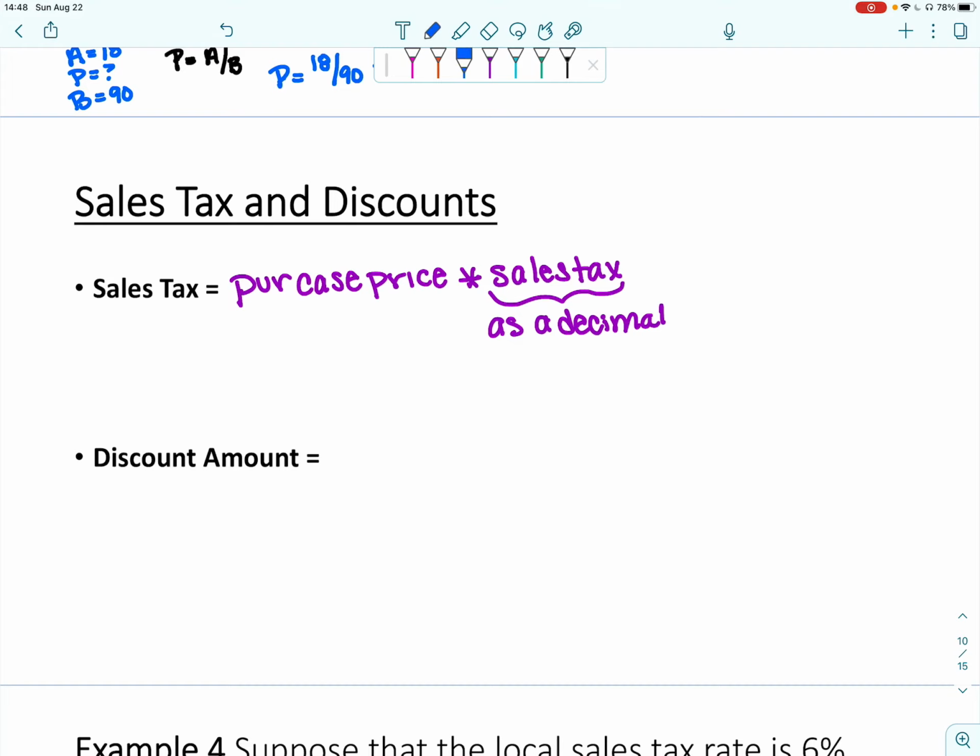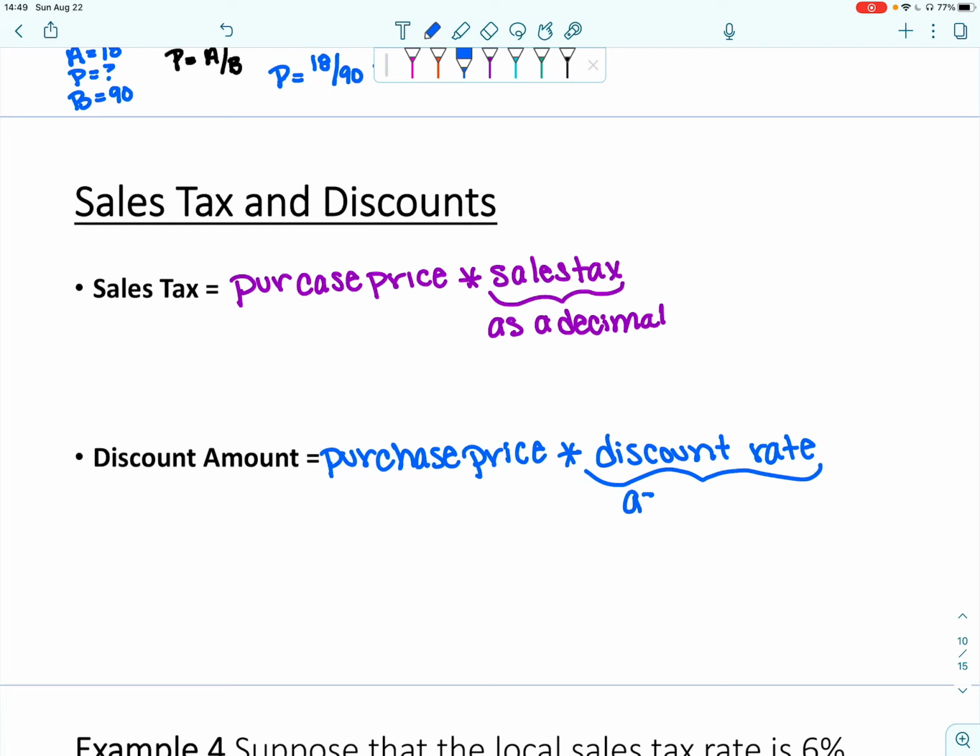And then discount amounts are very similar. Discount amounts are the purchase price times the discount rate. And that discount rate will be given as a percentage, so we want to multiply that by the decimal.